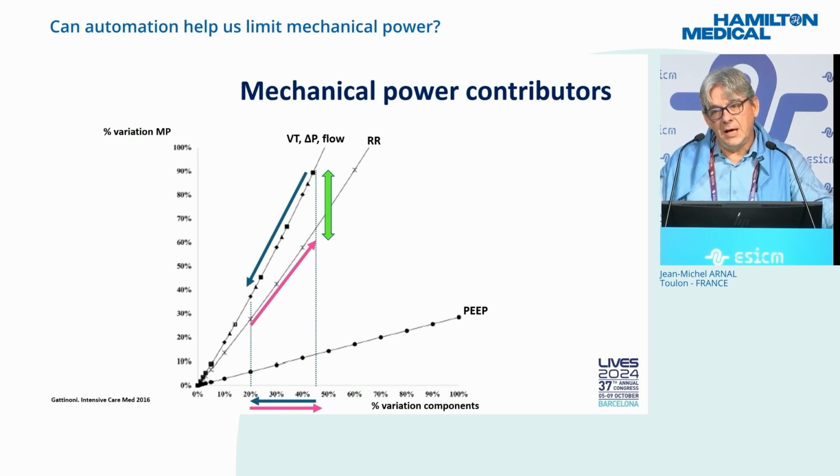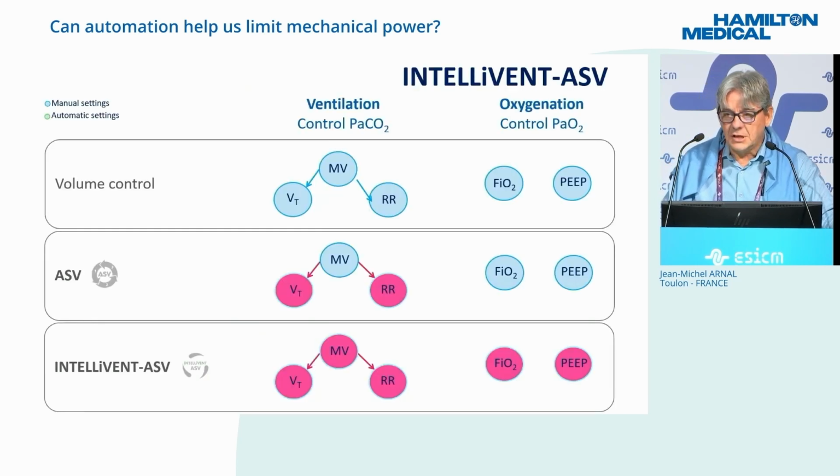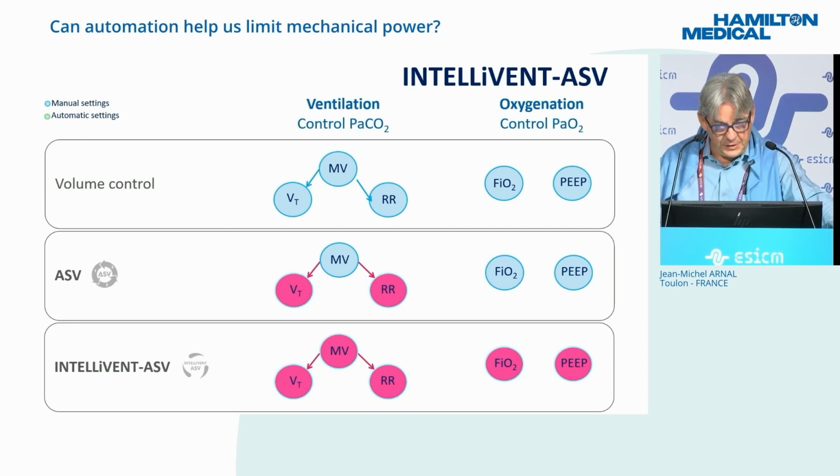And this is how ASV, by selecting the tidal volume and the rate according to the respiratory mechanics, will limit mechanical power continuously. Now let's speak about the second mode, which is called IntelliVent-ASV. IntelliVent-ASV is based on ASV.